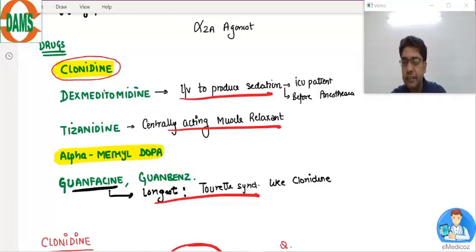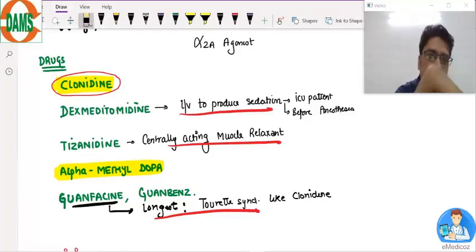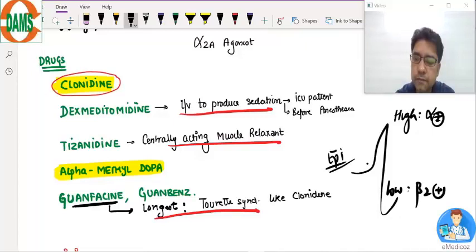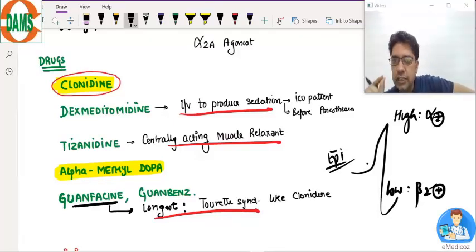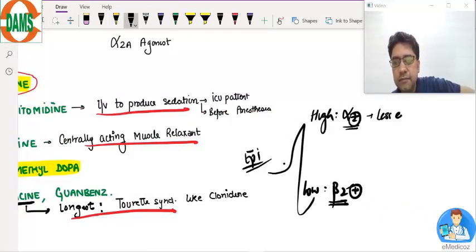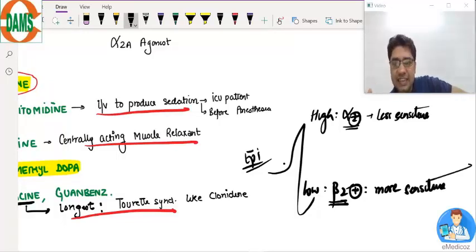Why does epinephrine first increase BP? You see, epinephrine in high dose stimulates alpha receptor. In low dose, epinephrine stimulates beta 2 receptor. So when you have given an epinephrine injection, initially the concentration will be high. First alpha will be stimulated, and in low dose beta 2 will be stimulated. Why? Because alpha are less sensitive. Beta 2 are more sensitive. More sensitive means they are stimulated at low concentration. Less sensitive means they are stimulated at high concentration.